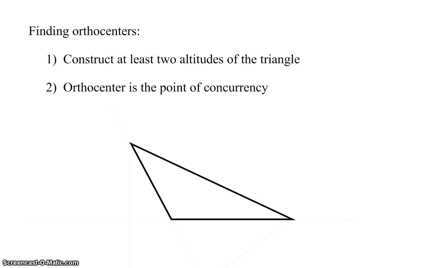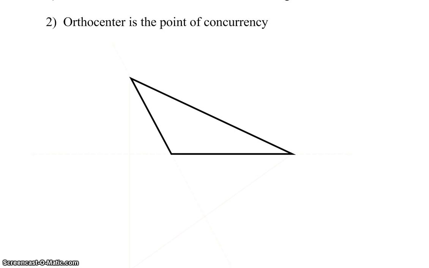The last thing we'll look at is finding the orthocenter, or the intersection of the altitudes of a triangle. The orthocenter is that point of concurrency. The problem with the orthocenter is there really is no good use for it. It's just kind of a neat point.